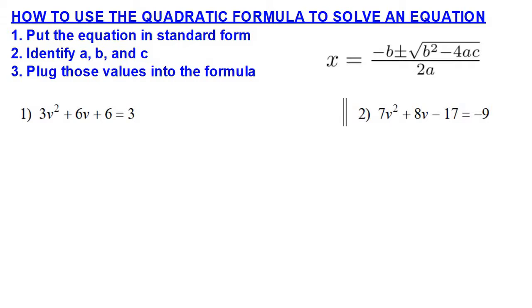Alright, so in this video we're going to learn how to actually use a quadratic formula to solve a quadratic equation. And there's three main steps. You have to put the equation in standard form. Standard form looks like this: ax squared plus bx plus c, and it always equals 0. Secondly, we have to figure out what a, b, and c are, and then the last step is just plug a, b, and c into this formula right here. And that's really all there is to it.